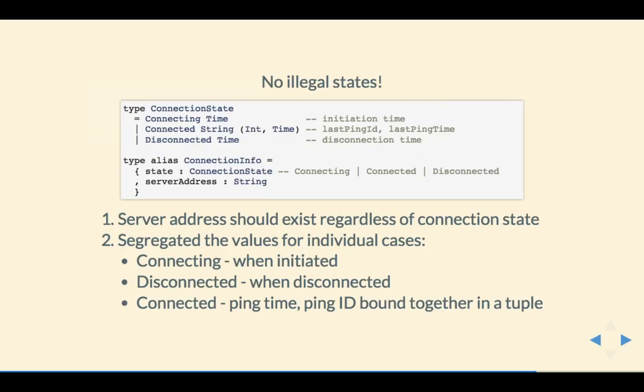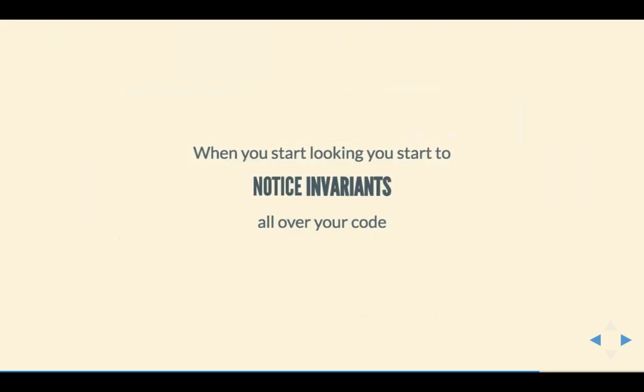So I could have had the time as a maybe and it's nothing. So I'm connected, but there's no time that I initiated, but now I can't have that. Maybe that's a bit more of a confusing example. But we'll see in our code ways in which there are invariants all over the place. We're relying on our logic and everyone agreeing on the rules to not make that happen.